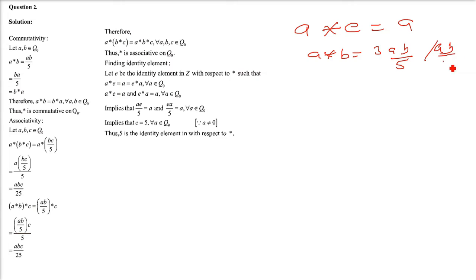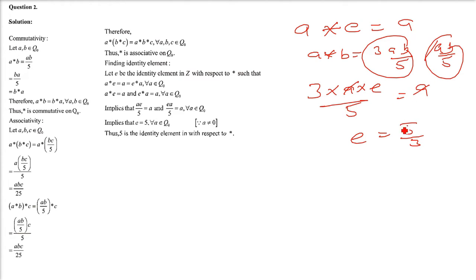So A star B, in this we have to use B as E. So 3AE by 5, and this should be equal to A. A cancels, E will be 5 by 3. If you are just taking AB by 5, it will be only 5. So you can take E as 5 or 5 by 3, depending upon whether it is AB by 5 or 3AB by 5.